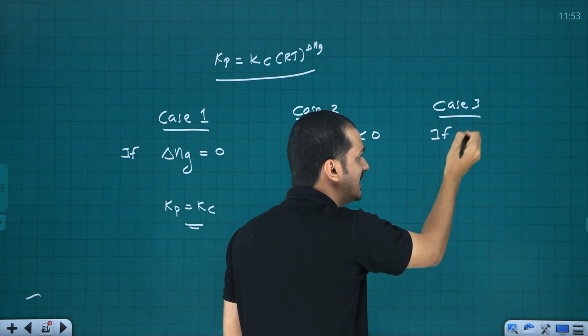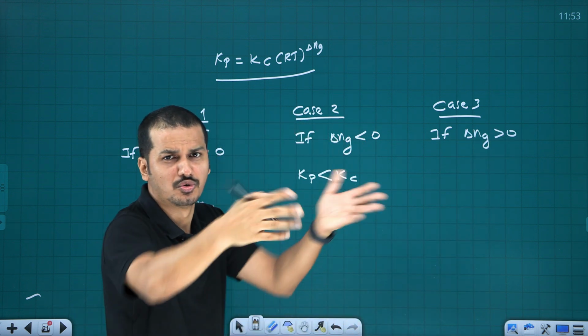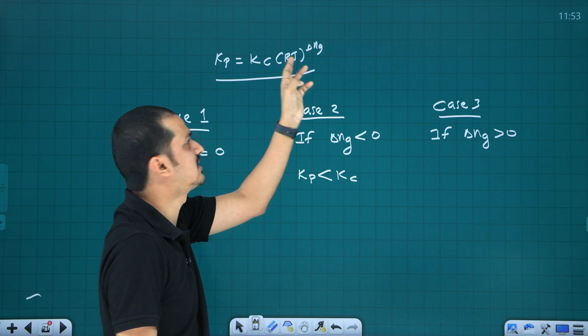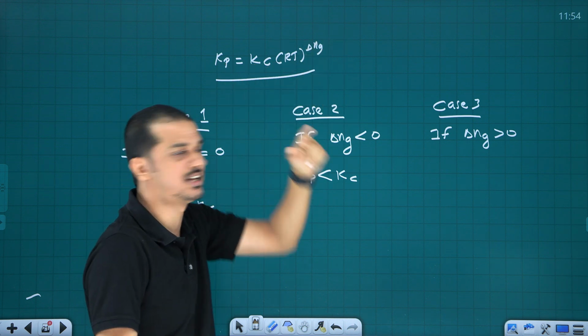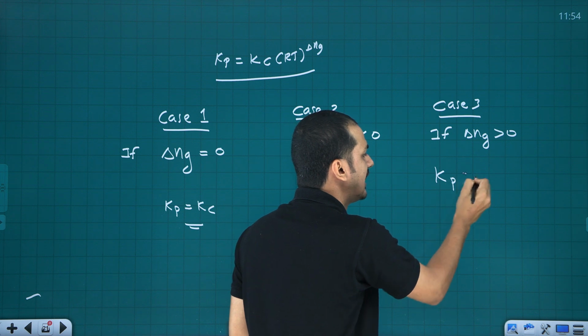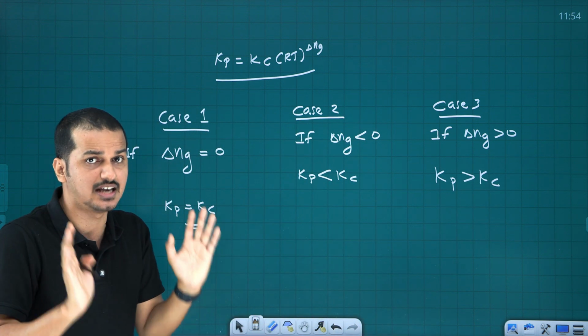If this delta Ng value is greater than 0, 1 or 2 or 3 or 4, then Kc into RT raised to a number. So Kc into some number you are multiplying, you are getting Kp, meaning the Kp value is greater than Kc. Related questions they can ask. You have to keep that idea in mind.